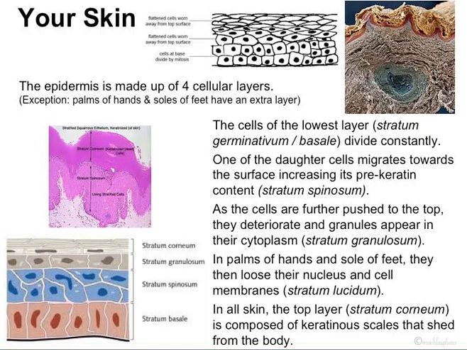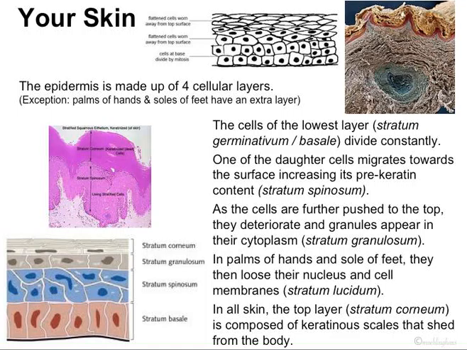So, the epidermis first. The epidermis is made up of 4 cellular layers, with the exception of the palms of the hands and the soles of the feet, where we have an extra layer. And as we know with anatomy and physiology, we have many difficult new words, so let's go through some of those. The lowest layer is the stratum. Stratum means layer. Germinativum, or sometimes they call it the stratum basale. That's right at the base between the dermis and the epidermis. So that's the first cell layer.